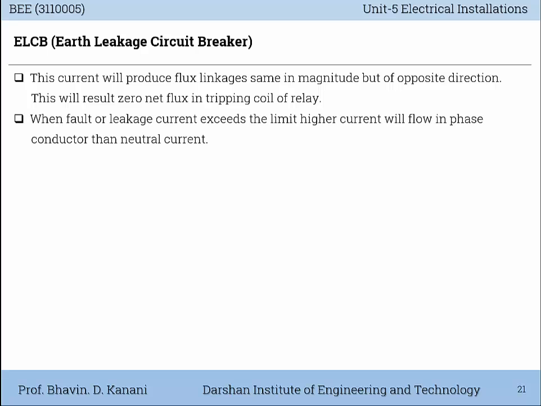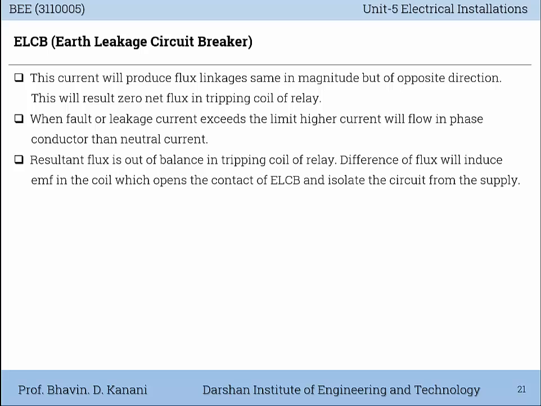When fault or leakage current exceeds the limit, higher current will flow in phase conductor than neutral current. Resultant flux is out of balance in a tripping coil of a relay. Difference of flux will induce EMF in the coil which opens the contact of ELCB and isolate the circuit from the supply.